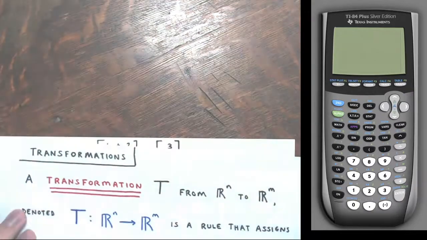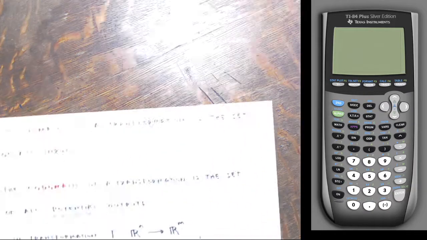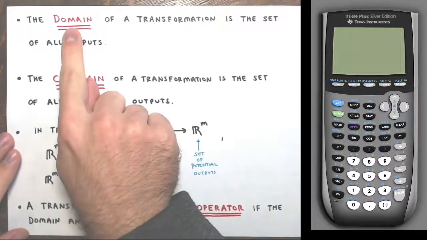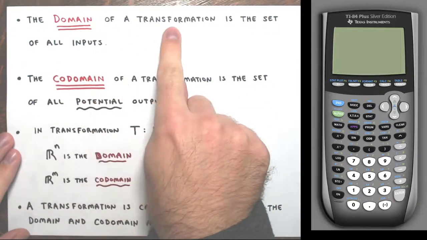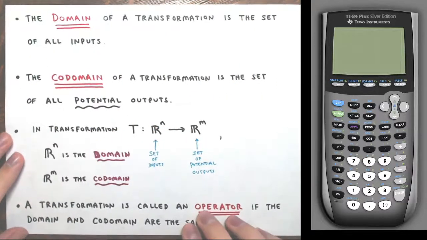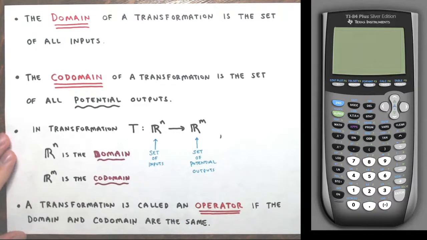Okay, so again, the whole video is a bunch of definitions. So some more definitions. The domain of a transformation is the set of all inputs, where all the inputs are coming from. So in that last example, the domain was R2. All my input vectors came from R2.